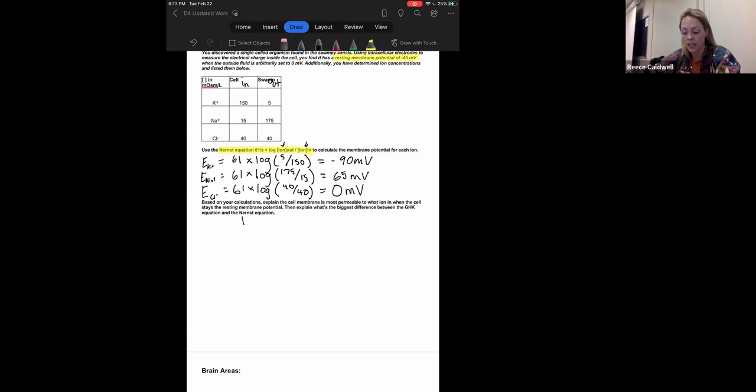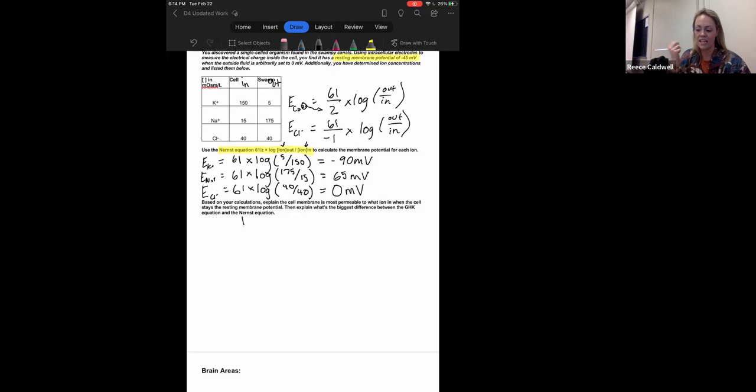I did want to go over something else. Let's say we're trying to calculate the membrane potential for calcium. Our equation would look like 61 over 2, taking that as the charge, times log of ion out over ion in. Chloride, we didn't really need to do this because it was 40 over 40, giving us 0. But let's say it wasn't 40 over 40, we would take 61 over -1 times log out over in. So that's what that Z is representing, just in case you were wondering.